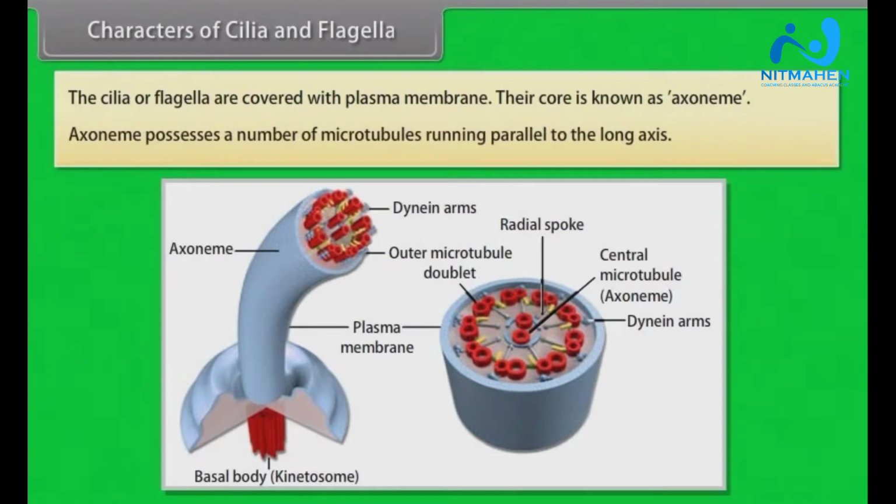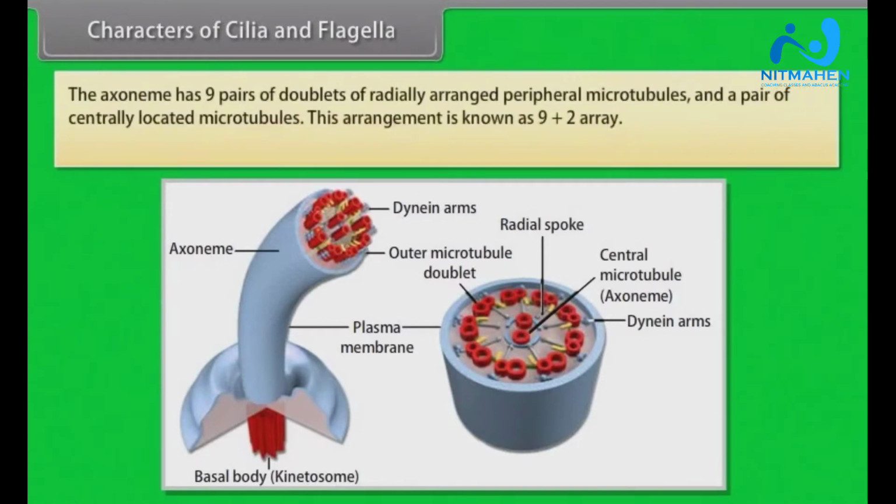Axoneme possesses a number of microtubules running parallel to the long axis. The axoneme has 9 doublets of radially arranged peripheral microtubules and a pair of centrally located microtubules. This arrangement is known as 9+2 array.